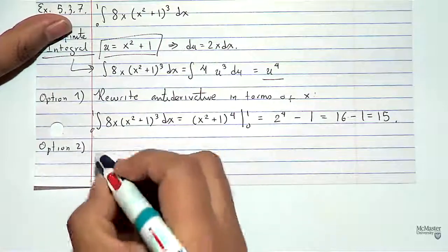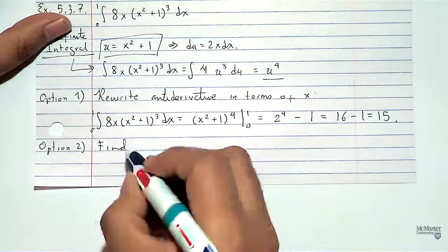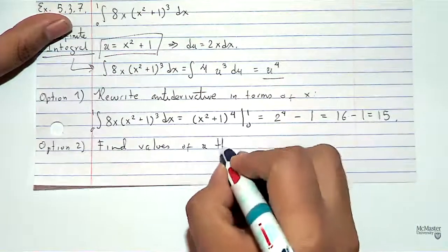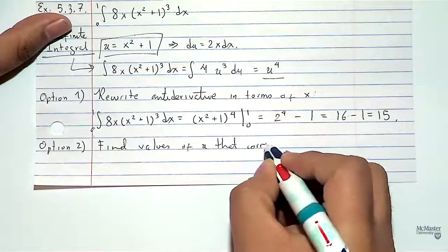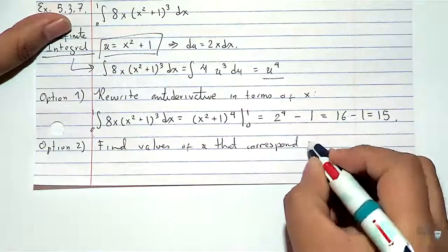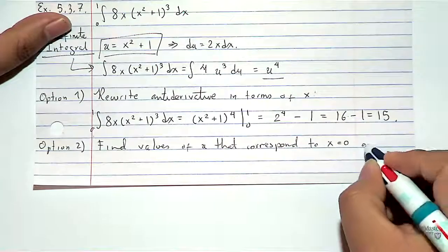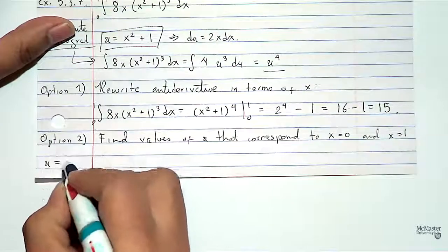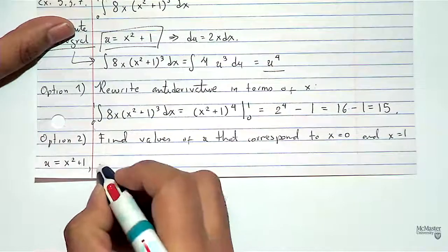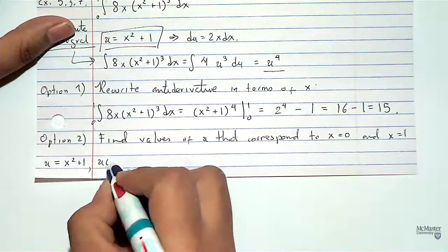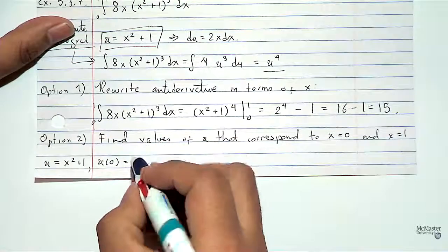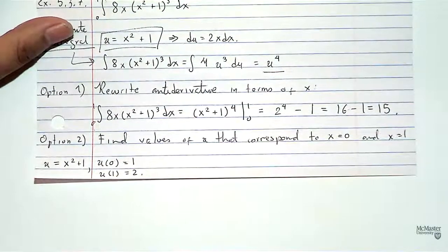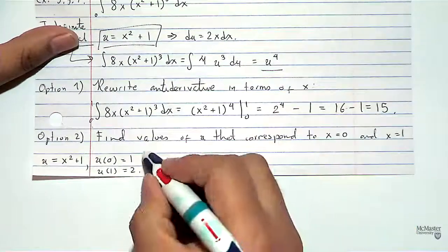The second option is to find the values of u that correspond to x equal to 0 and to x equal to 1. So remembering that you have u equal to x squared plus 1, you remember that u at 0, you plug in x equals 0, you have 1, and then u at 1 is equal to 2. With these two, now you have enough info to do the computation.